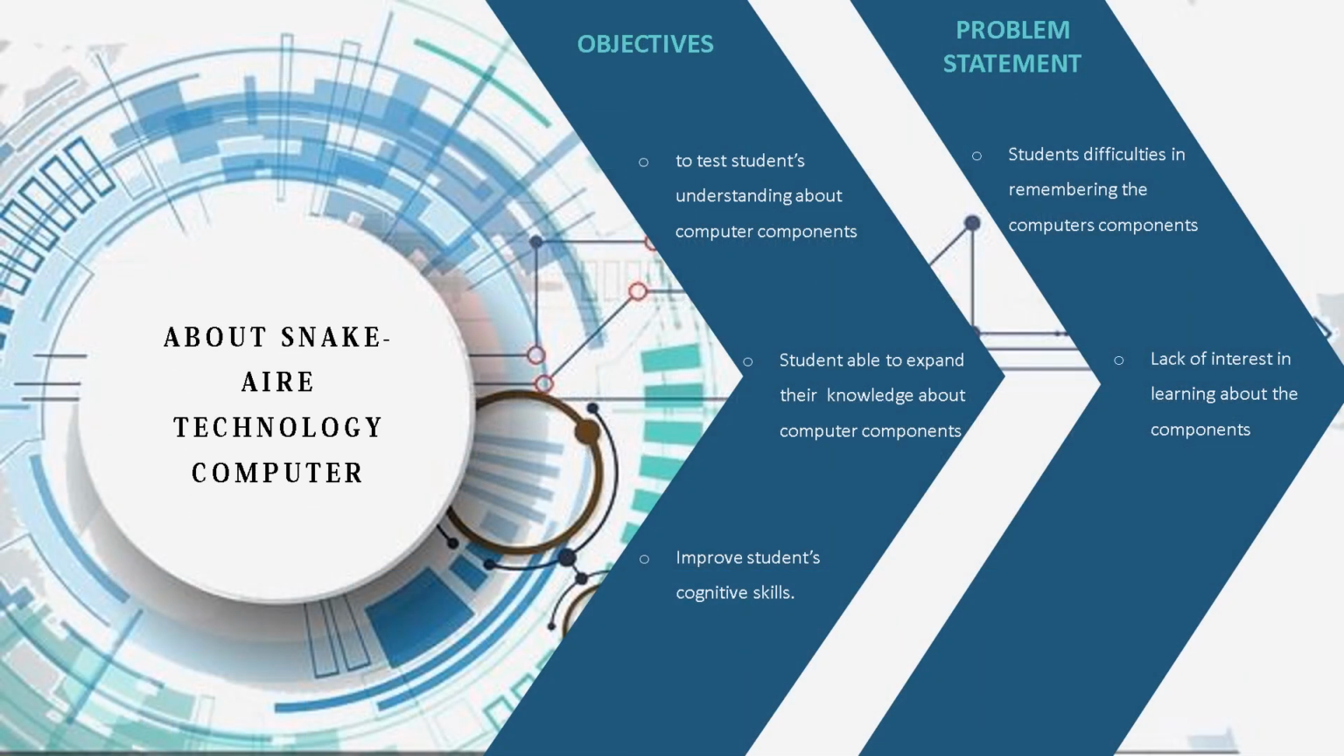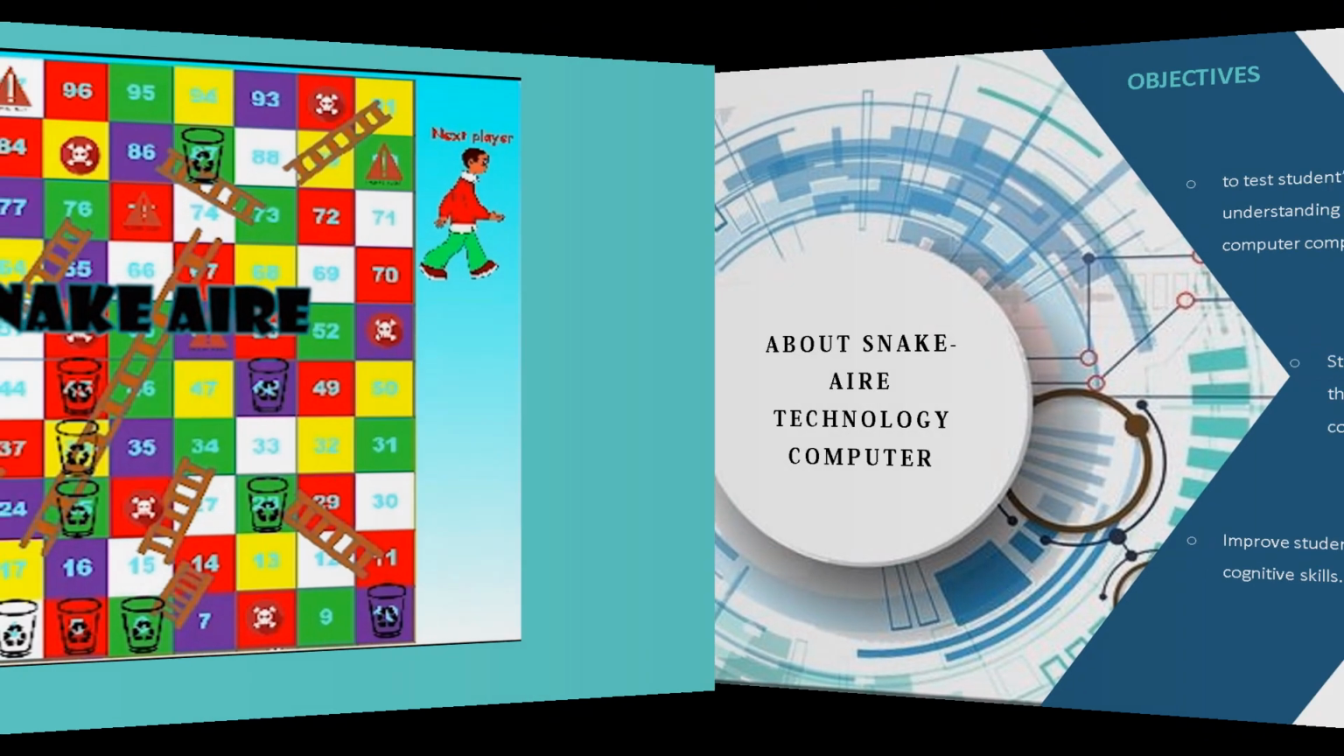The objective of the game is firstly to test students' understanding about computer components. Next, students are able to explain their knowledge about computer components and improve their cognitive skills. For the problem statement, students have difficulties in remembering the computer components and lack interest in learning about the components.